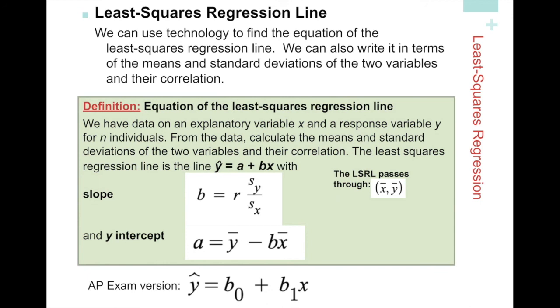Now, on the AP exam, they're going to use this form of the equation, y hat equals b0 plus b1x. Okay, so you just have to recognize that b0 is just a, that's your intercept, and b1 is your b, that's your slope. Okay, so they will give you this exact equation on the formula sheet, but this will say b1, okay, and this will say b0, okay, and this will say b1. Okay, so just know that that's coming on the AP exam.